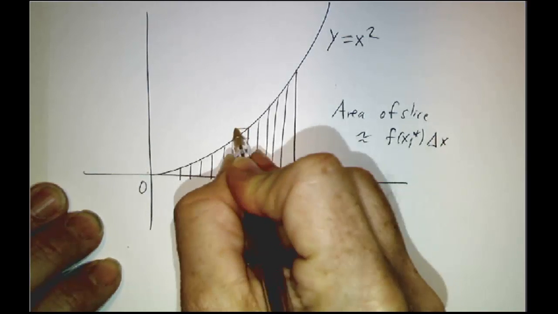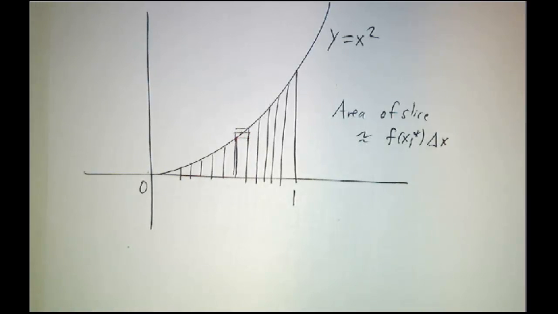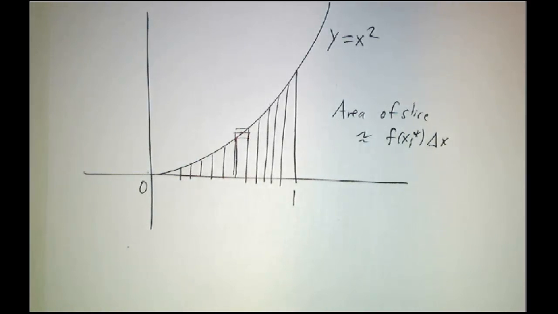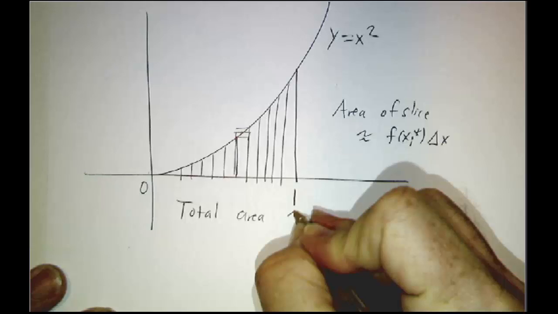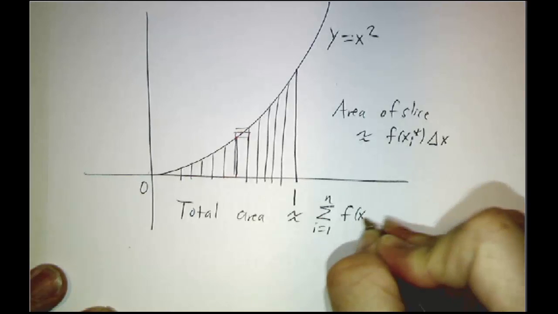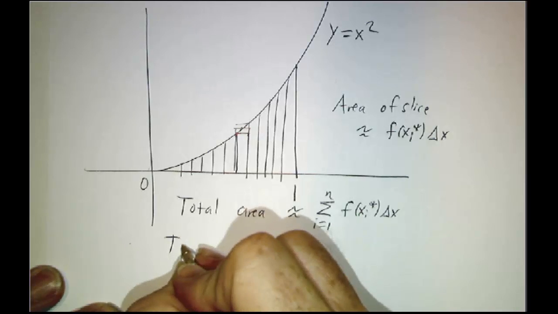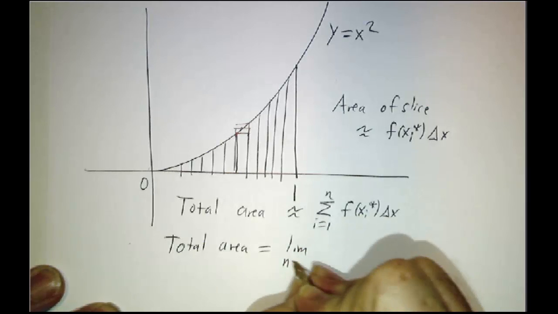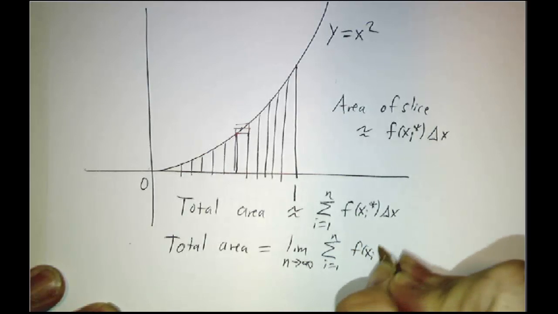Is the height this, or is the height this, or is the height somewhere in between? Well, when you slice it really, really fine, you don't have a problem. But for any particular level of slicing, you still have a little bit of error. And then you want the total area. Well, that's approximately the sum of all of the slices of the area of the slice. And then if you want the exact area, that's the limit as n goes to infinity of the sum of the slices.